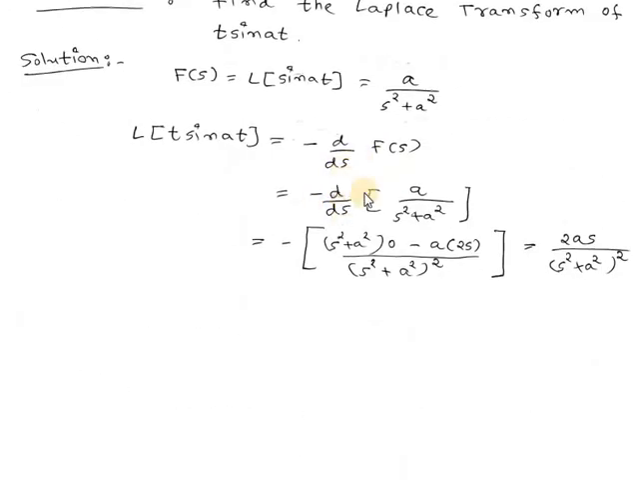So it will be minus d/ds of a divided by s^2 plus a^2. Now we have to take differentiation of this function with respect to s. So using the u by v rule: denominator square, then denominator into derivative of numerator, the derivative of a with respect to s, so it will be 0, then minus numerator, a is constant, into derivative of denominator, the derivative of s^2 will be 2s, and the derivative of a^2 is 0. So if we simplify this, it will be 2as divided by (s^2 plus a^2) whole square. So this is our final answer.